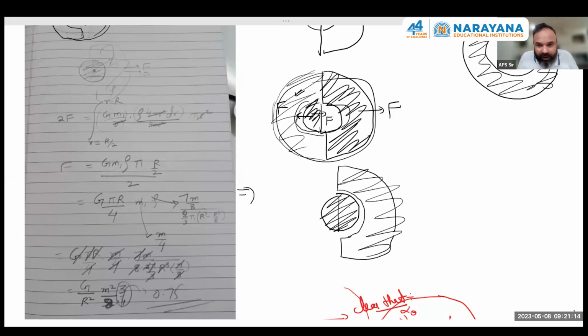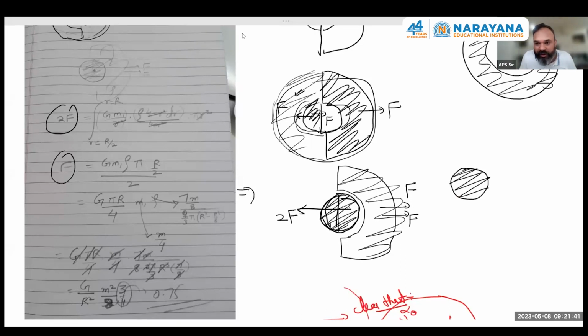So I thought, say, fine. This guy on the left has a mutual F, so this will also have an F, and this half is also having an F. So basically, this sphere in totality applies 2F on this guy. So that guy applies a 2F on this guy. Now the concern was to find out the value of F. And 2F is what? 2F is the force applied by the solid sphere on the solid hemisphere. Solid sphere and solid hemisphere.